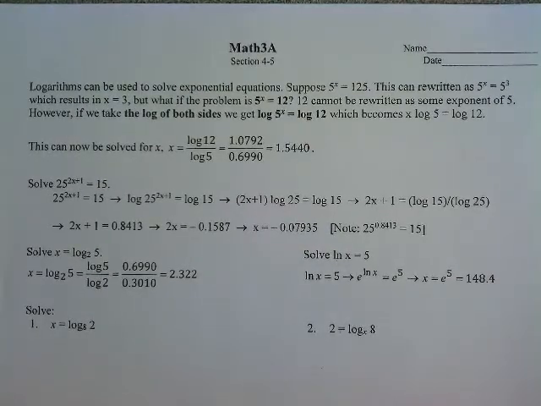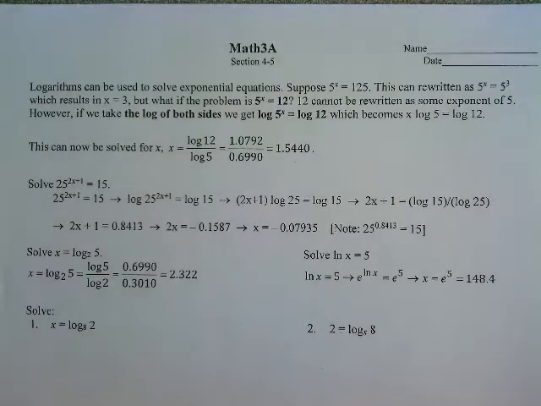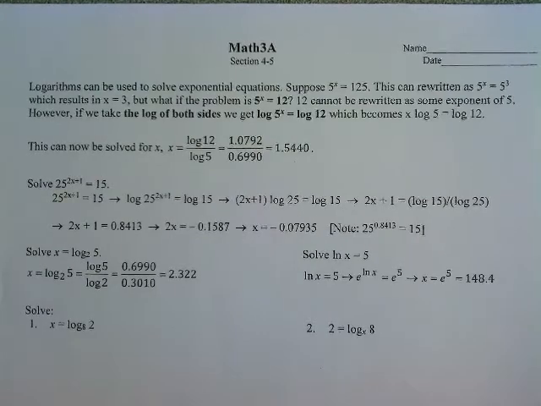Likewise, the second example here, solve 25 to the 2x plus 1 equals 15. Again, we take log of both sides, bring the 2x plus 1 exponent out front, and then divide both sides by the log 25, and now we have 2x plus 1 equals 0.8413. Solving for x, we get x equals negative 0.07935.